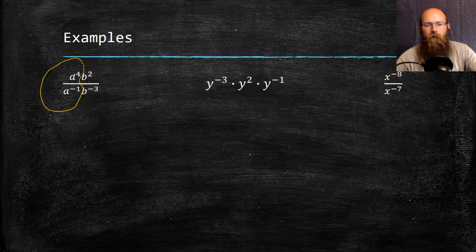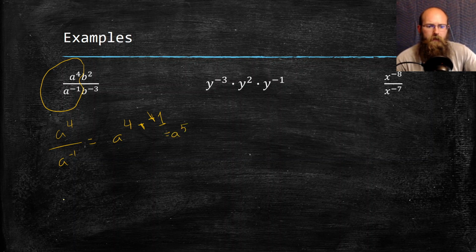So if I'm dividing these two a's, a to the 4th over a to the negative 1, if I'm dividing them, I subtract their exponents. So a to the 4 minus a negative 1. Well, double negatives mean that that's actually a plus. So I have a to the 5th for my a's.